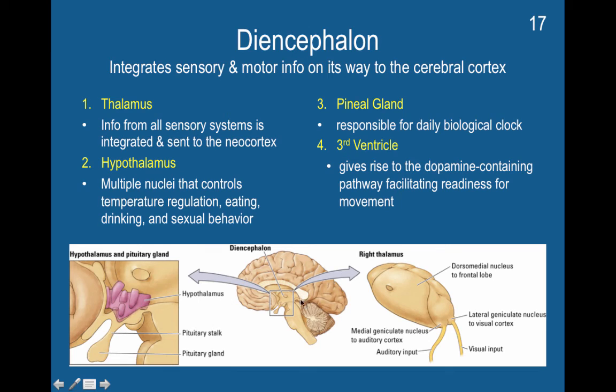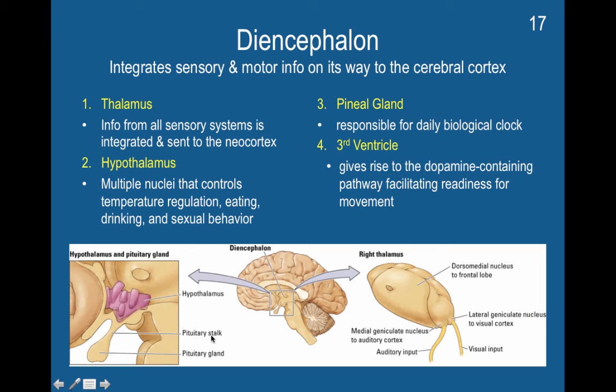So here you have the hypothalamus and pituitary glands that are right in here. You can see this if you look at this quadrant, for example. There's a diencephalon. And then here you have this section right up here. This is the right thalamus. Okay, so you have the thalamus, and then you have the hypothalamus. The thalamus is a sensory integration pathway, and the hypothalamus controls lots of regulation behaviors: temperature regulation, eating, drinking.